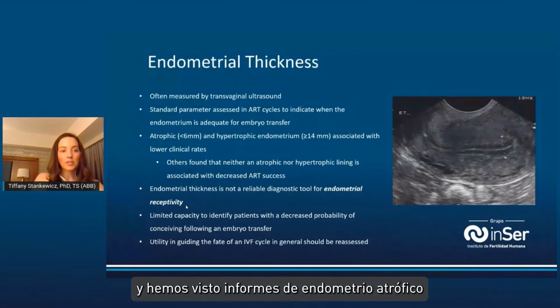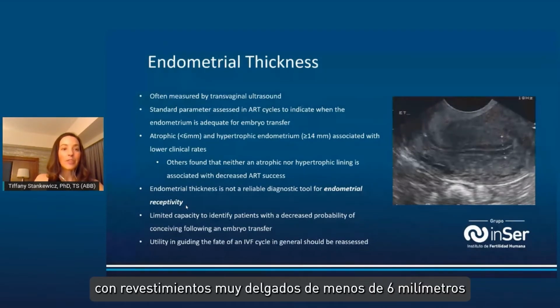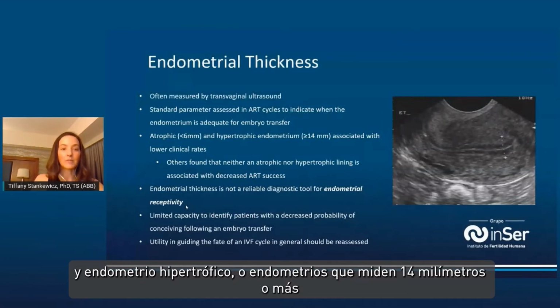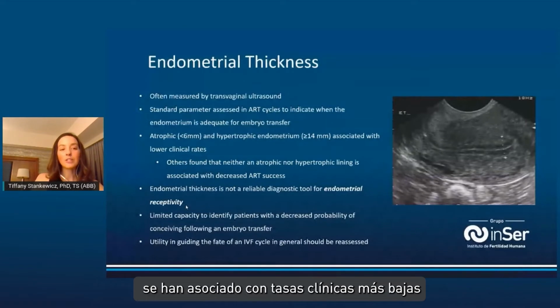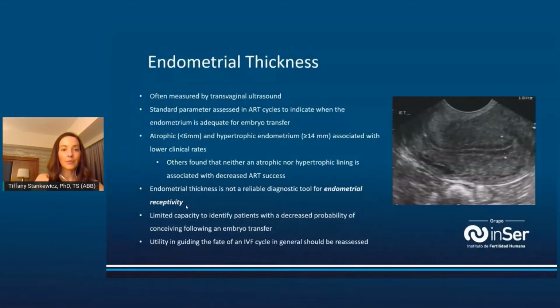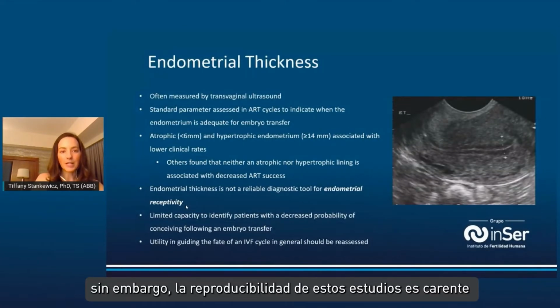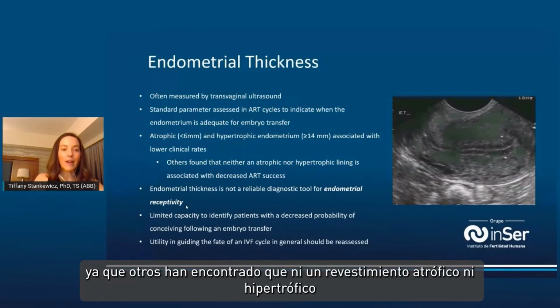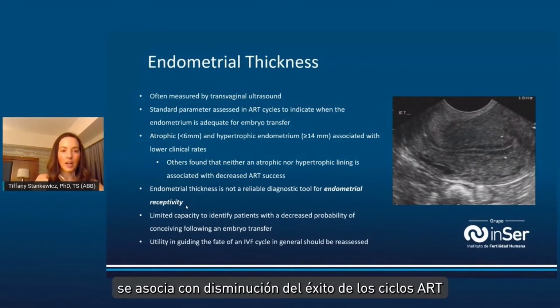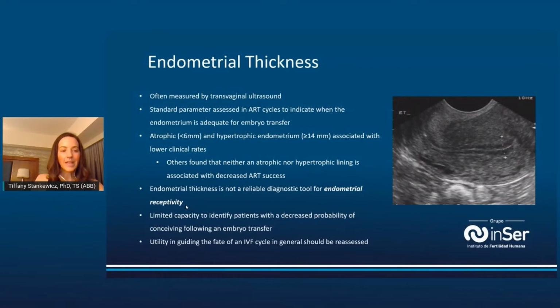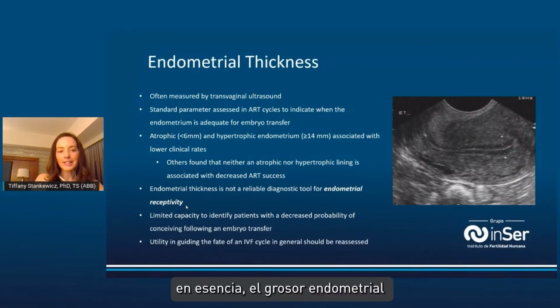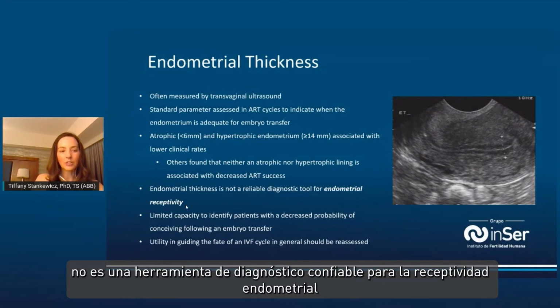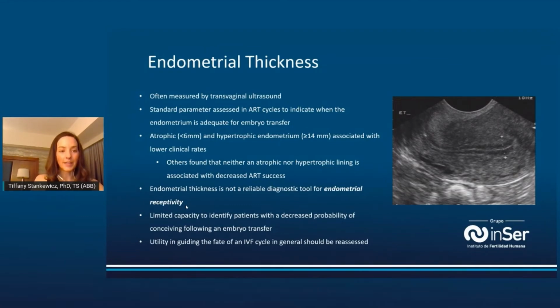And we've seen reports of atrophic endometrium, that's very thin linings, less than 6 millimeters, and hypertrophic endometrium, so those endometriums 14 millimeters and above, being associated with lower clinical pregnancy rates. However, the reproducibility of these studies is lacking, in that others have found that neither an atrophic nor hypertrophic lining is associated with decreased ART success. In essence, endometrial thickness is not a reliable diagnostic tool for endometrial receptivity.